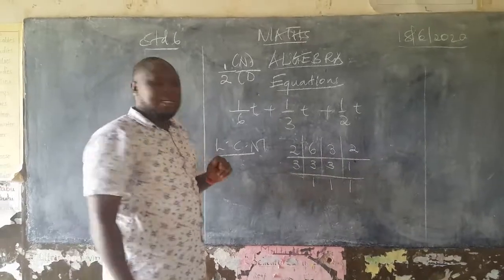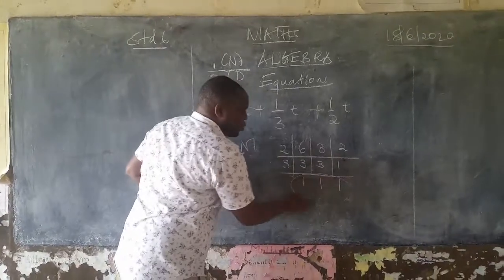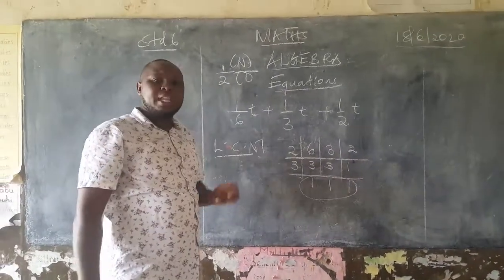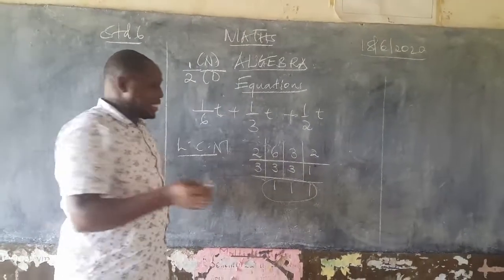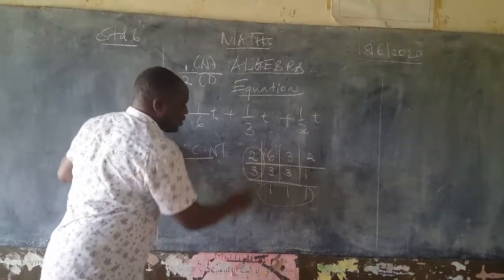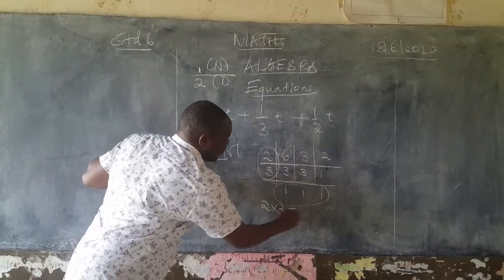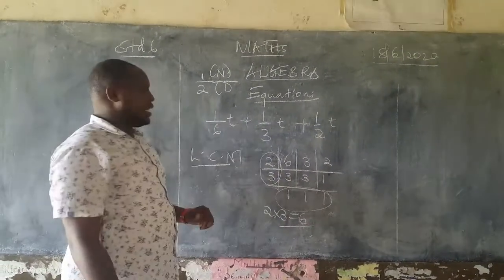So remember, in LCM, the numbers that you get at the bottom should be 1, 1, 1, meaning that all the numbers have been divided fully. So where do we get our LCM? You take 2 times 3. So 2 times 3, that will give you 6. So our LCM in that case will be 6.